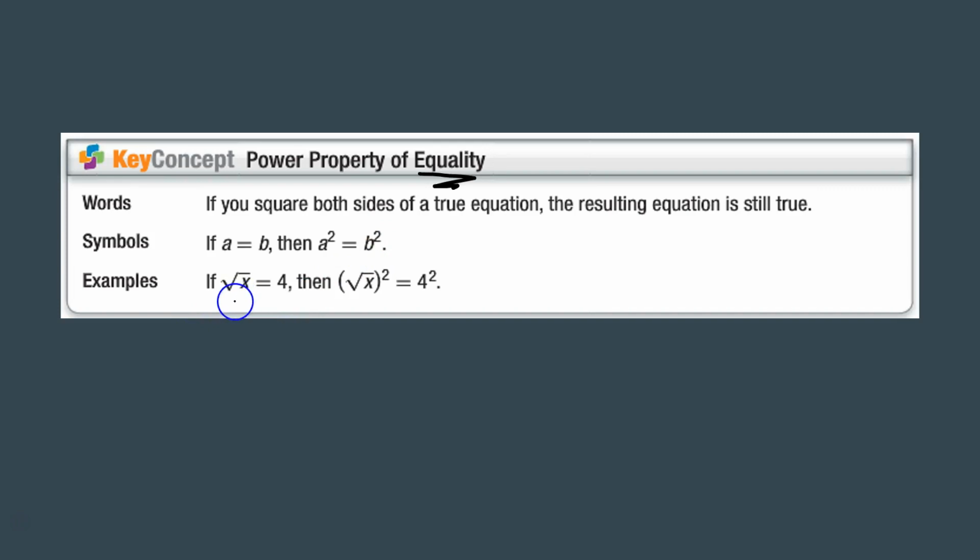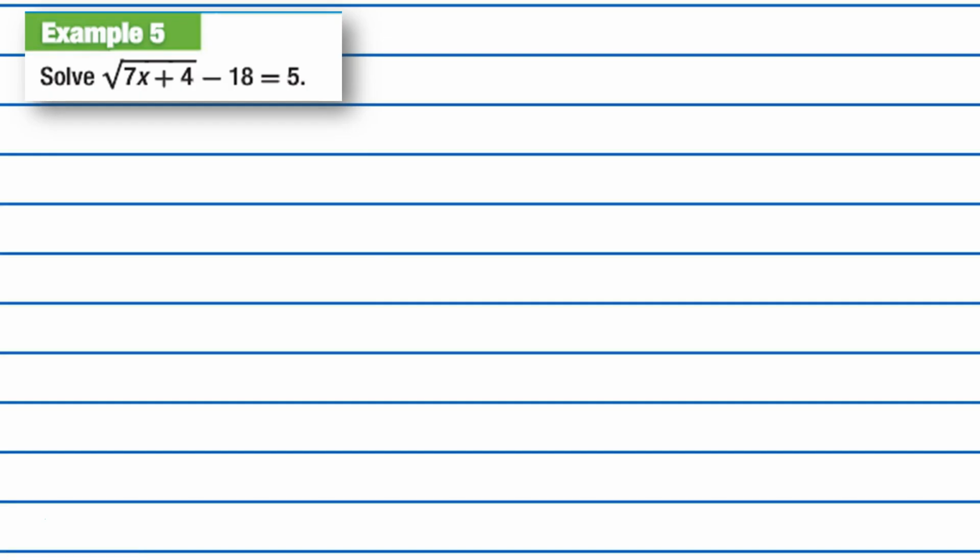And as you see here, if the square root of x is equal to 4, we can go ahead and square both sides here. What it's going to do is cancel out the square root with that square. So let's try an example here.